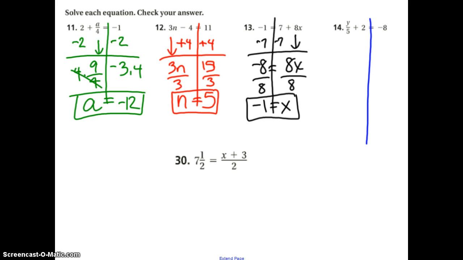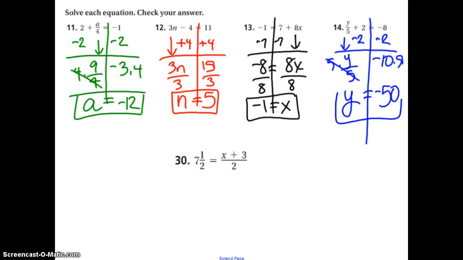Last one on this row at least. So I draw my line down, subtract 2 from both sides. Be really careful. Did you get negative 10? If you didn't, that messes everything up. Be careful of the signs. Drop this down. You've got y over 5 times 5 up high. Look at that, cancels out to 1. Y equals negative 50. Box it up.